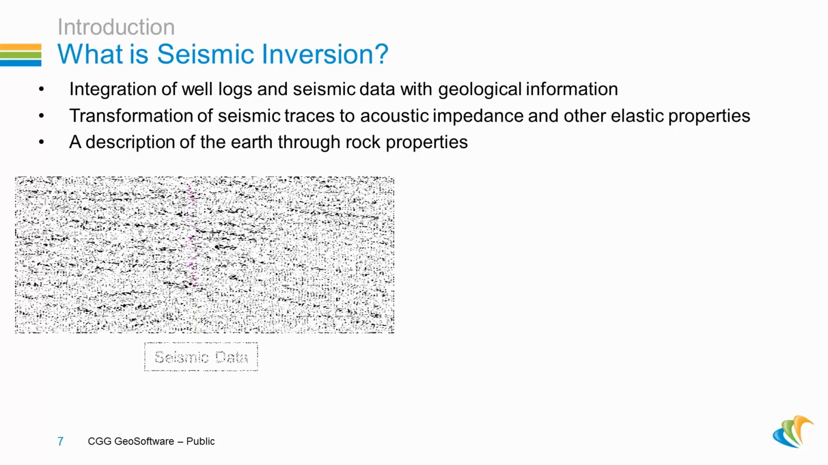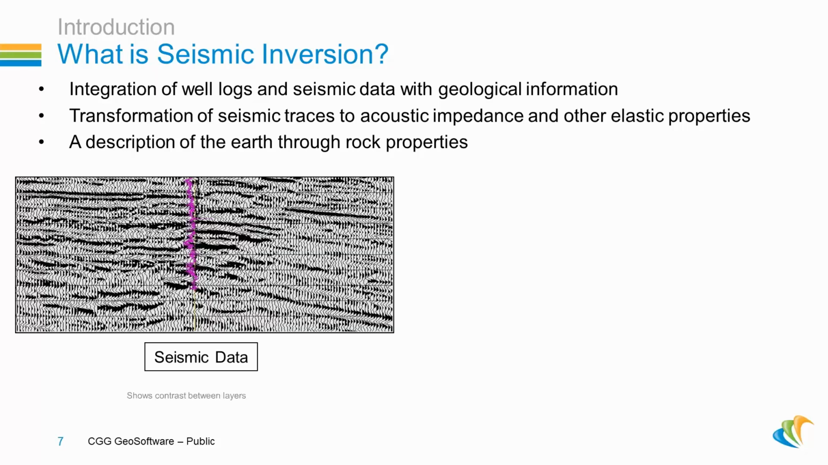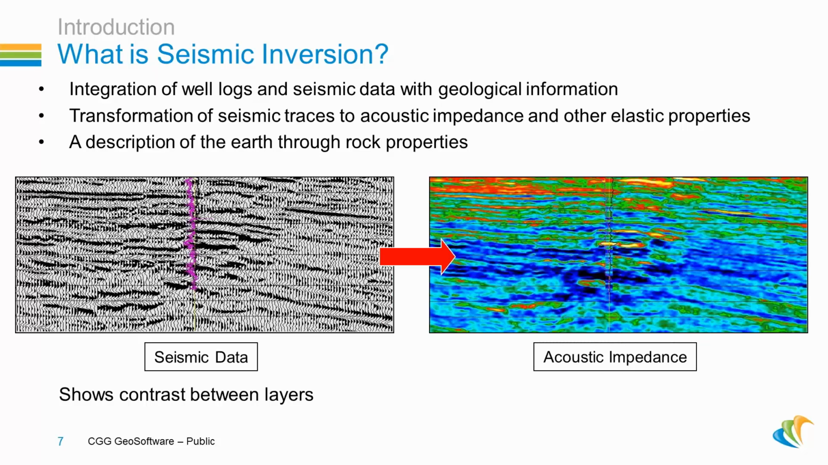If you look at the seismic data, this is one section of it. It shows you the contrast between the layers and the interfaces of the layers. But if you invert it, for example to acoustic impedance, as in this case, it will show you the property of the layer itself rather than the interfaces. This will help you identify your reservoir or rock properties much more easily than from the seismic data.